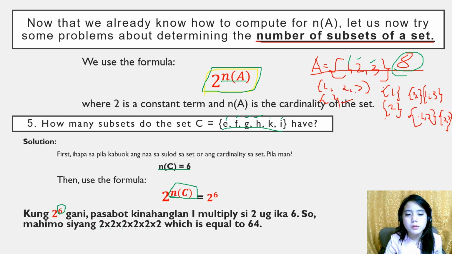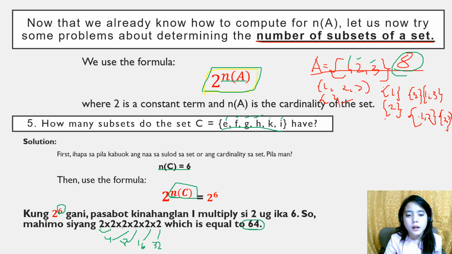For the meantime, you can use your calculators, but it's just easy, so you can just solve it. Okay? 2 times 2 is 4. 4 times 2 is 8. 8 times 2 is 16. 16 times 2 is 32. And 32 times 2 is 64.